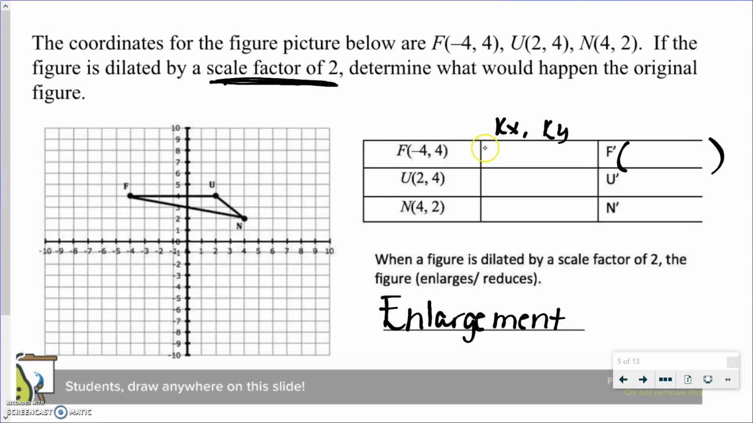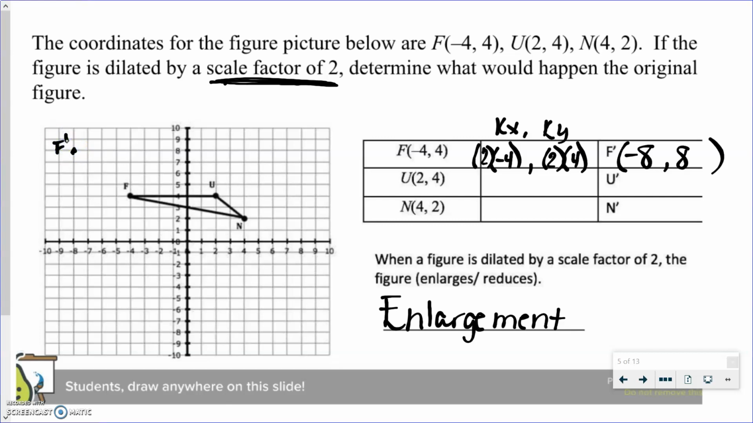So what's going to happen is I'm going to multiply 2 times -4 and 2 times 4. Well, 2 times -4 is -8, and 2 times 4 is 8. So F prime is -8, 8. So I'm going to go to -8, and up to +8. I'm going to plot my point. And when I plot my point, I'm going to label my point F prime.